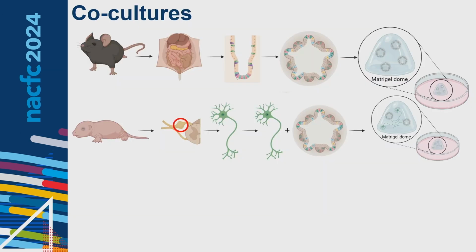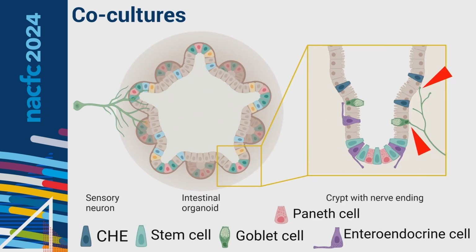So now that we had the enteroids characterized, we started working with co-cultures. For this, we isolate sensory neurons from newborn pups, and then we mix the enteroids with the neurons and seed them intramatricial to see the interaction. This is a schematic representation of what we were expecting.